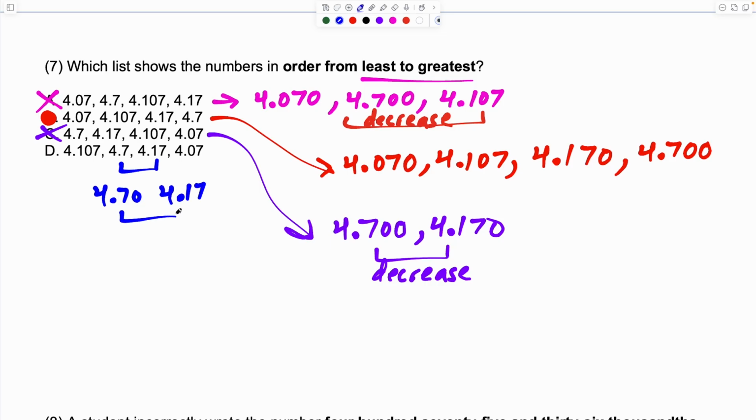So from here to here, this would be a decrease. And we need the numbers to only be going up here. If we're going from least to greatest, that means the list has to increase. So choice D is out, definitely choice B.